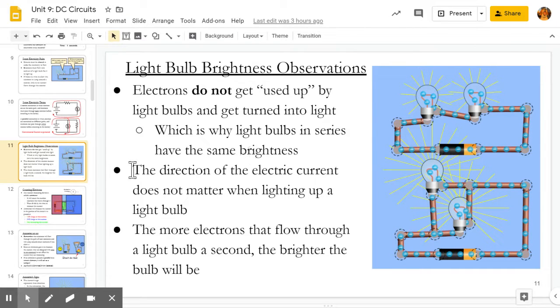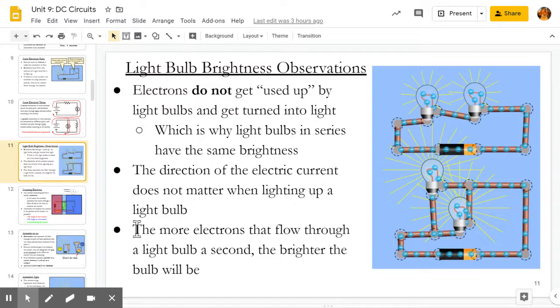And the other thing that we noticed is that the direction of the electric current doesn't matter when lighting up a light bulb. If the electrons got used up, then you would expect that the light bulb that the electrons hit first would be brighter than the ones that get hit second. But because the electrons don't get used up, we actually get the same brightness in series.